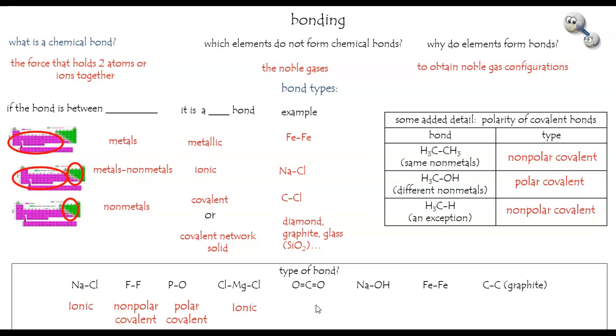This is all to the right of the staircase. You might recognize this is carbon dioxide, therefore it is a polar covalent bond. We'll have more to say about that because this is not necessarily a polar molecule. And the sodium to oxygen bond is clearly metal to nonmetal, so we'll call that ionic. Metal to metal, metallic, nonmetal to nonmetal, covalent. This happens to be an example of something which we're going to skip, which is a covalent network solid.